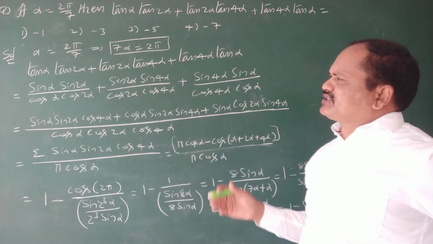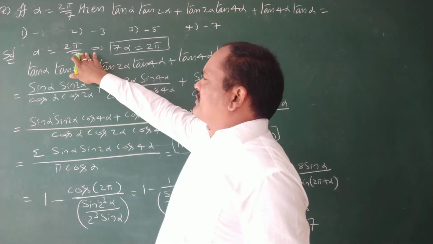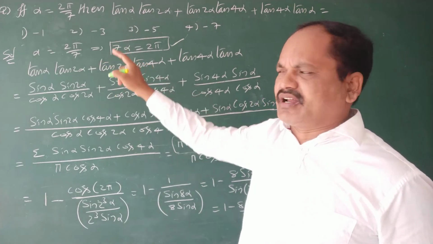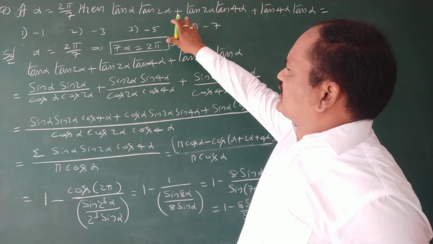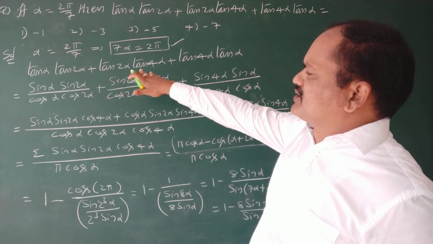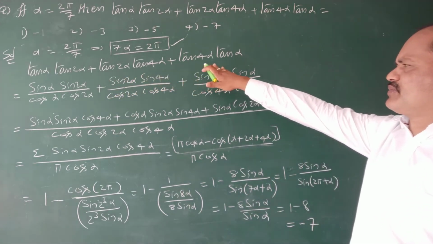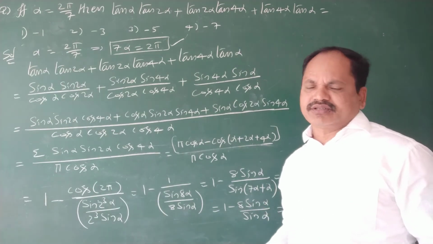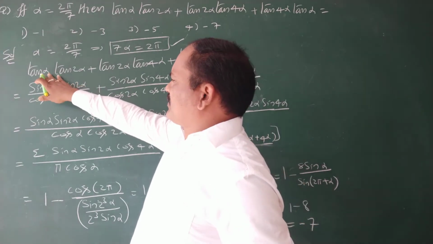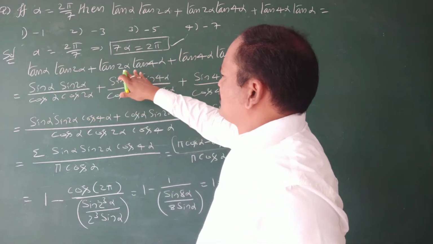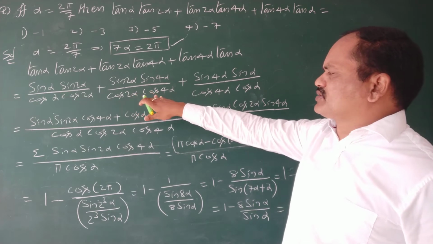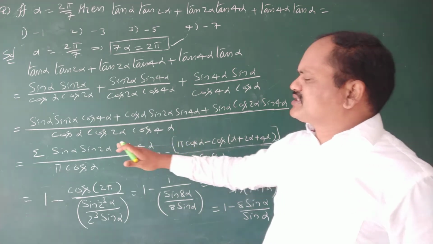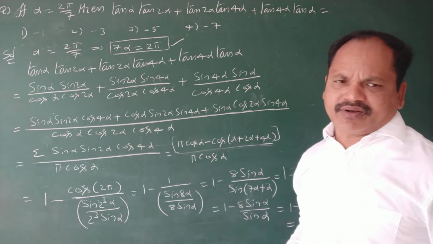Now we have to take the conditions. Alpha is equal to 2 pi by 7, so by cross multiplication, 7 alpha is equal to 2 pi. Now take the expression tan alpha tan 2 alpha plus tan 2 alpha tan 4 alpha plus tan 4 alpha tan alpha. We write it in terms of sin and cos: sin alpha sin 2 alpha by cos alpha cos 2 alpha, sin 2 alpha sin 4 alpha by cos 2 alpha cos 4 alpha, like that. Now we have to take the LCM. So the LCM is cos alpha cos 2 alpha cos 4 alpha.